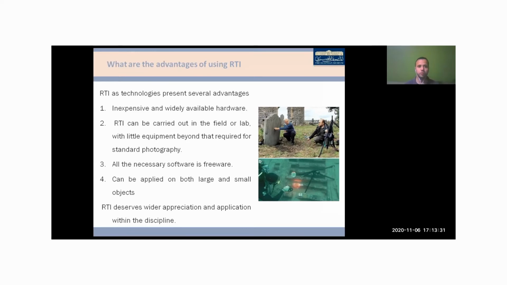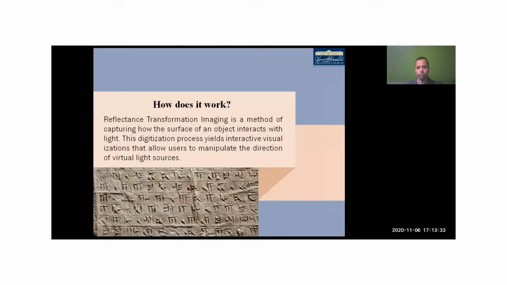After talking about the disadvantages, now we will talk about how it works. Reflectance transformation imaging is a method of capturing how the surface of an object interacts with light. This process yields an interactive visualization that allows users to manipulate the direction of a virtual light source. So we were talking about the light.